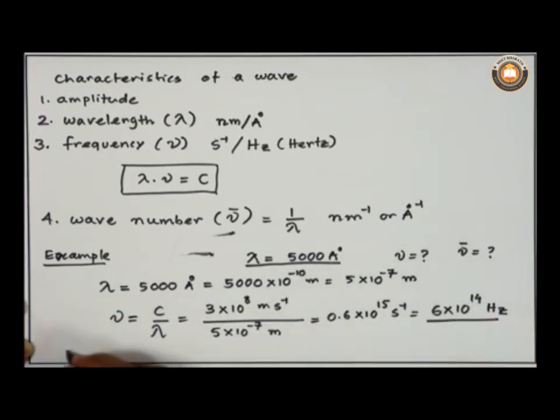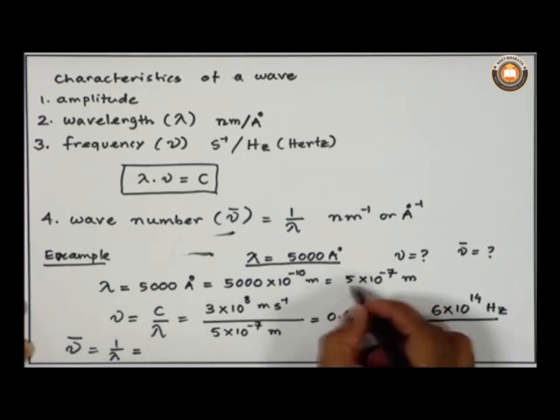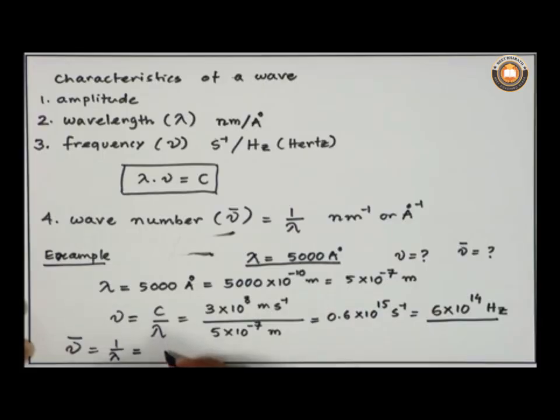Similarly, I can also get nu bar, which is easy, 1 over lambda. Lambda is 5 into 10 to the power minus 7. So, therefore, this comes out to be 1 divided by 5 into 10 to the power minus 7 meter, which is nothing but 0.2 into 10 to the power 7 meter inverse.